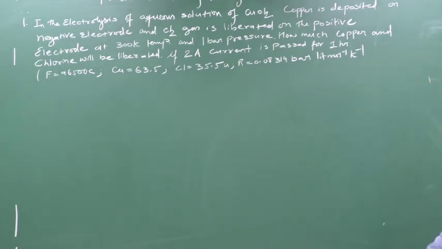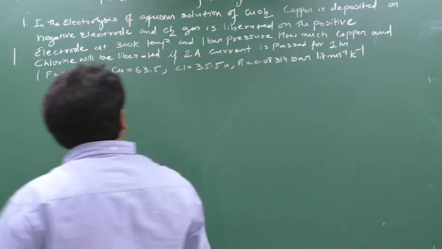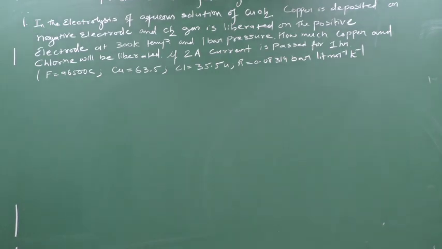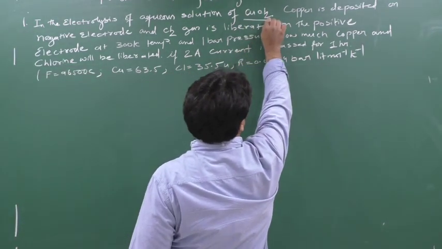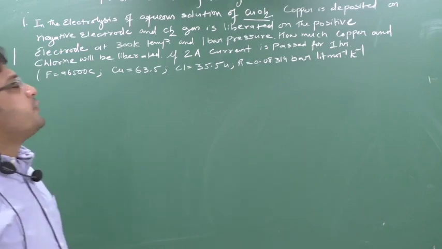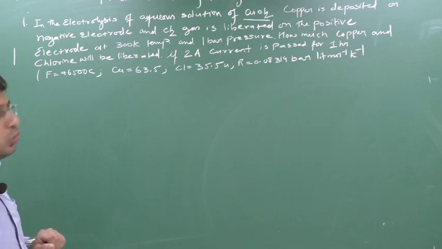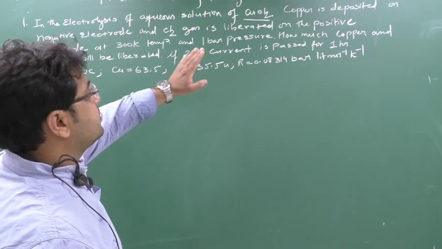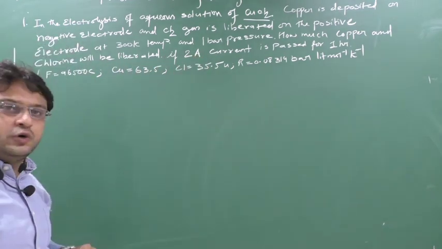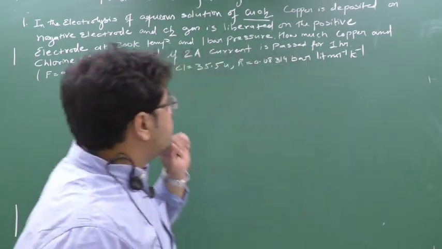You can copy out the question by taking a screenshot. The question says, in the electrolysis of an aqueous solution of CuCl2, the electrolyte I am taking is CuCl2. From this CuCl2, copper is deposited on the negative electrode, that is the cathode, and chlorine gas is liberated on the positive electrode, that is the anode. And I told you, the metal will deposit on the cathode and gas will liberate at the anode.